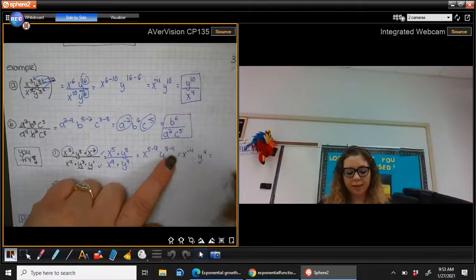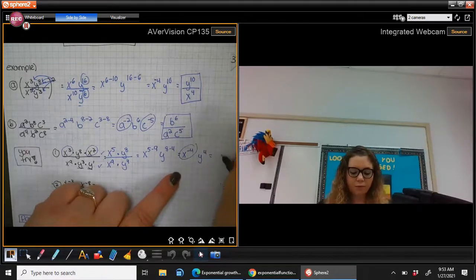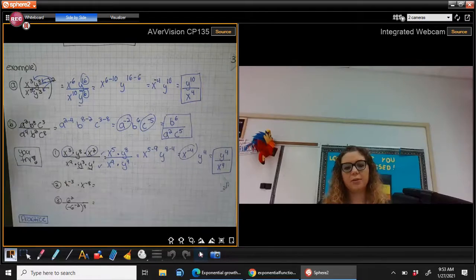I don't like this being negative, so I'm going to change the location. Since this is on top, move it to the bottom and make it positive. Okay, and that is my answer.